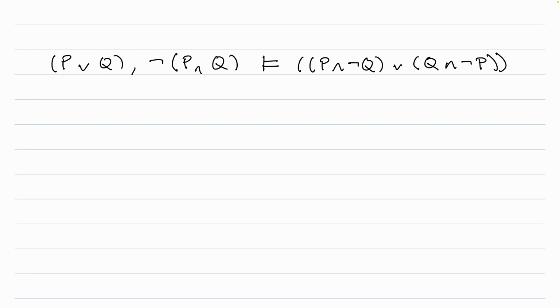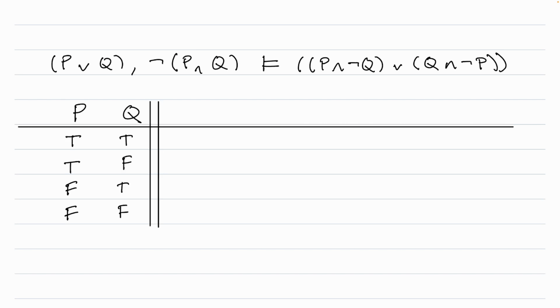Well, there are two atoms that occur in the first premise, namely P and Q, and neither the second premise nor the conclusion has any atoms beyond those. So the only relevant atoms are P and Q. So it's all possible valuations of those two atoms that we need to look at. So let's write those down.